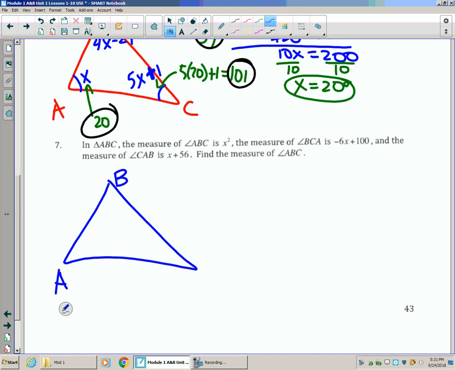to help me. Now, angle ABC, that means angle B. It's right here. It's called x squared. Angle BCA, so at C, right here, it is negative 6x plus 100. And my last angle is at A, and this would be x plus 56. All right, so we're going to add them again. The sum of all interior angles of a triangle is equal to 180.